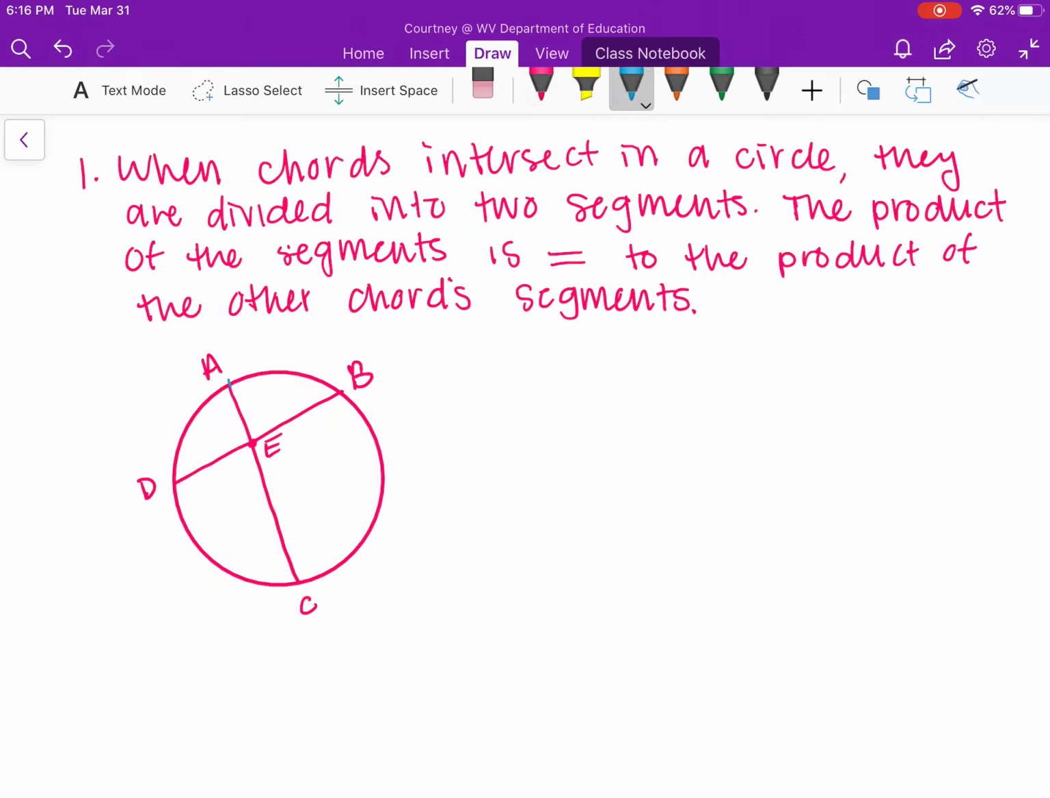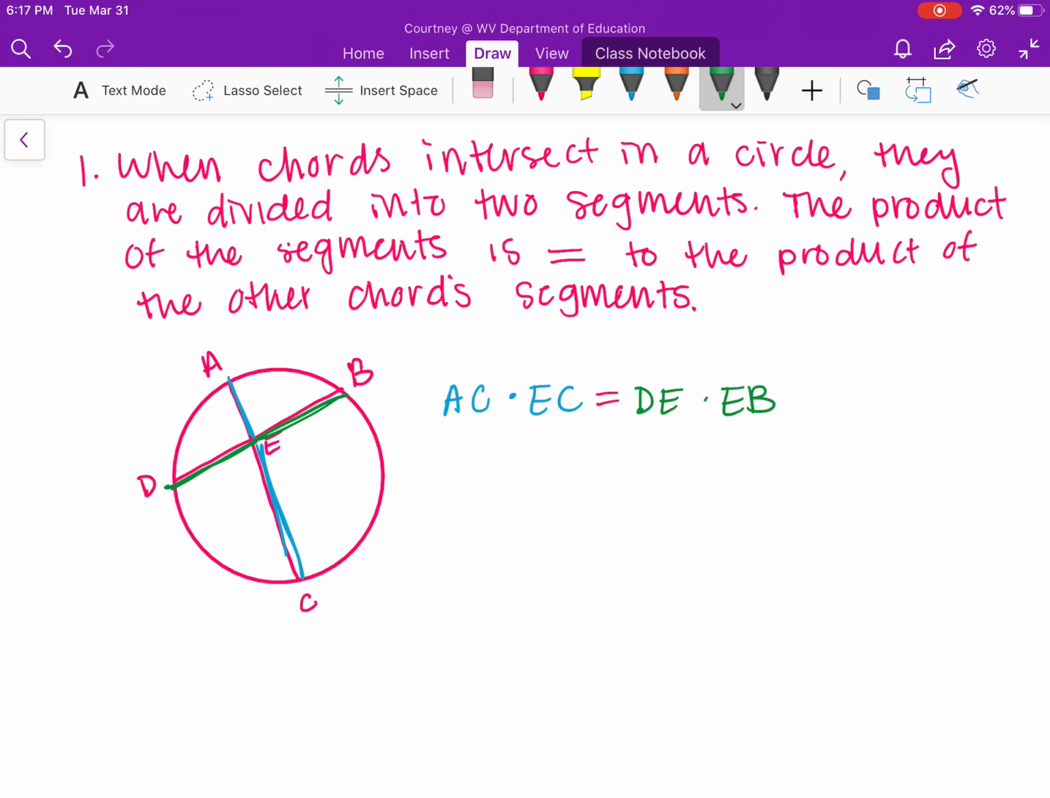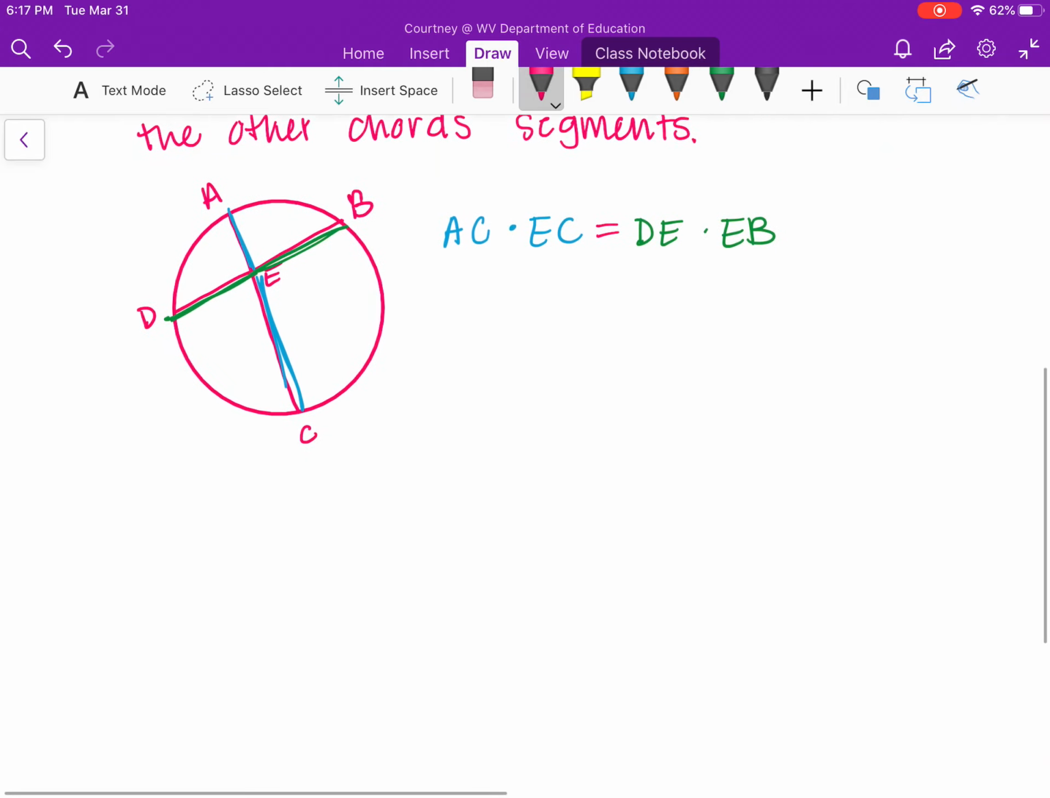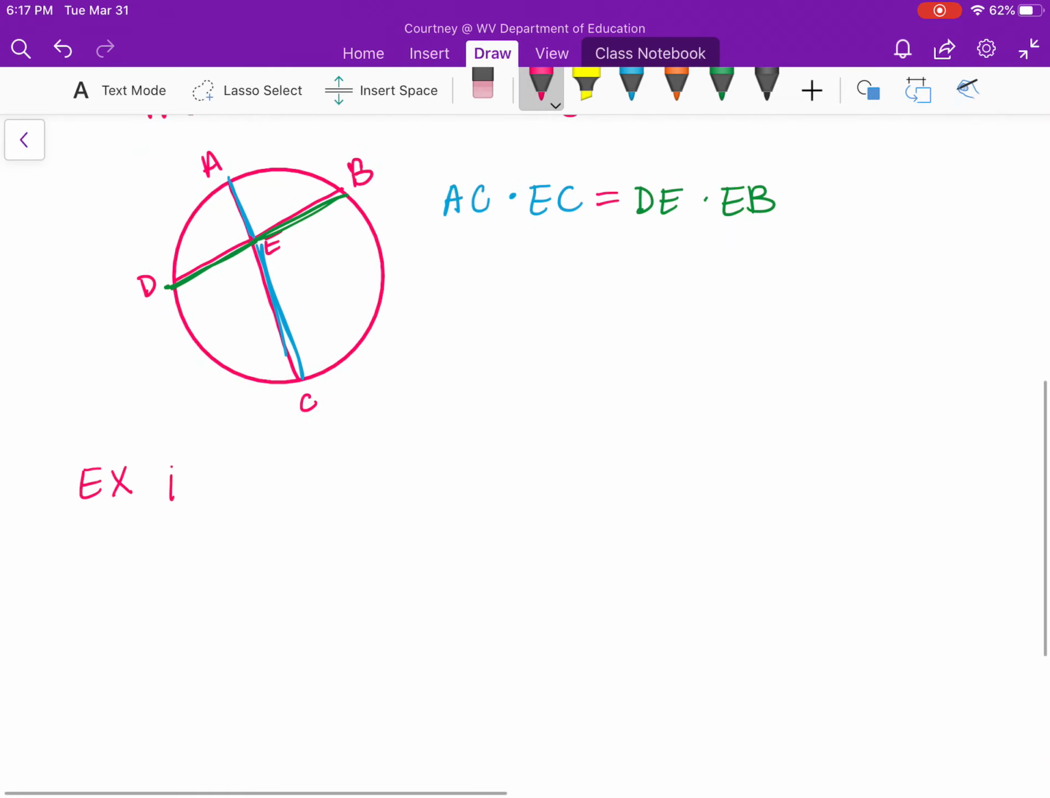So what it's saying, I'm going to use different colors here, is that AE times EC is equal to DE times EB. Just like that. Okay, and we'll do an example because I know you guys like property and then example, property and then example. So we'll do example 1 after this.